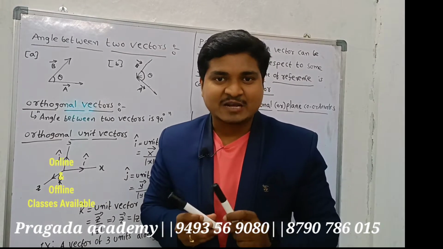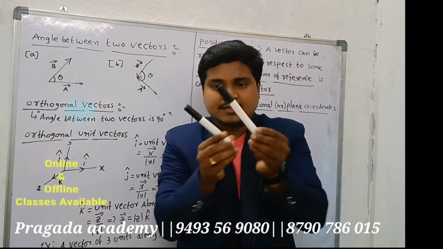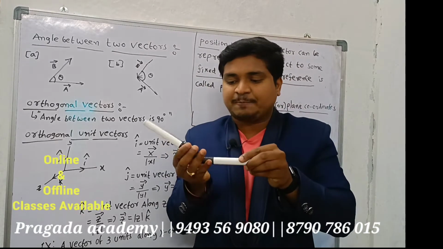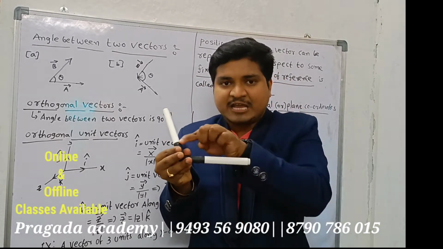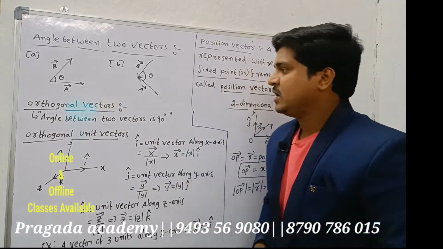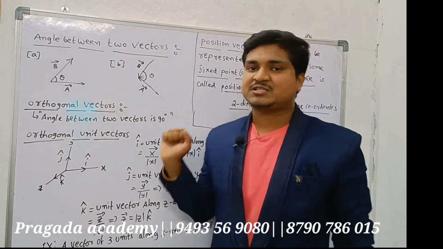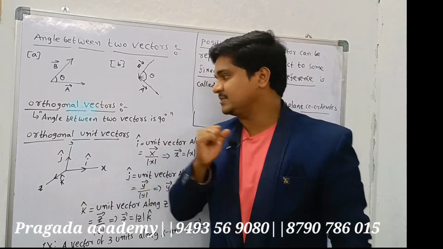How to find the angle between two vectors? By taking two tail parts or by taking two head parts, we can measure the angle between the two vectors. Next, orthogonal vectors. If the angle between two vectors is 90 degrees, then those types of vectors we can say are orthogonal vectors.